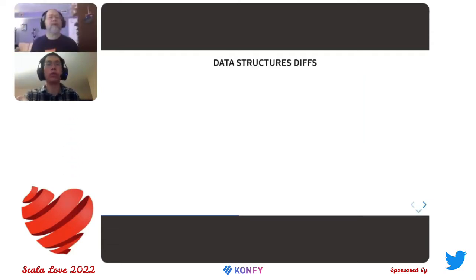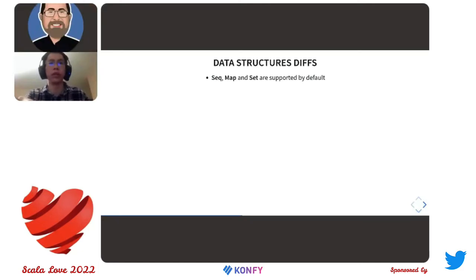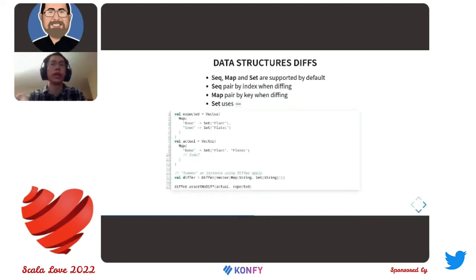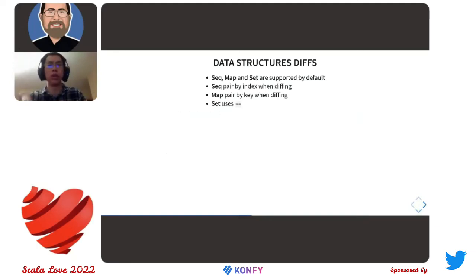Next, we want to move to data structures. By default, Difflicious comes with support for Seqs, so lists and vectors, it supports maps, and it supports sets, so it knows how to diff these things. For sequences, if you have a list of ints, it's going to pair things up by their index and then diff them individually. For maps, it's going to pair values up by their keys and then diff the values. For sets, it will use equals because that's the only viable default behavior.